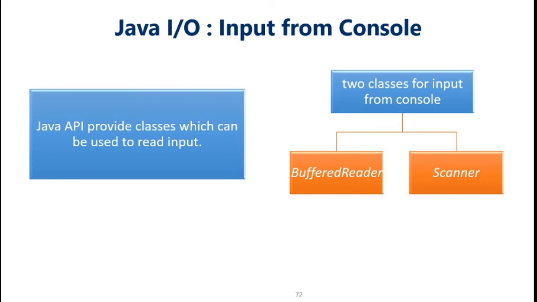Now the next point is, for reading values from the console, there are two classes provided in Java. What are those classes? BufferedReader and Scanner. So the Java API provides these classes for reading values from the console. We are going to study in detail how to use BufferedReader and how to use Scanner for reading values from the console. So BufferedReader and Scanner are the two classes used for reading values from the console.